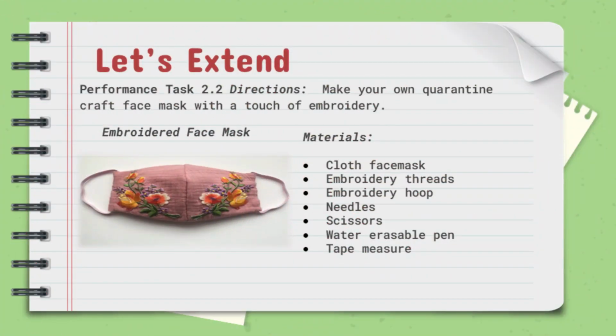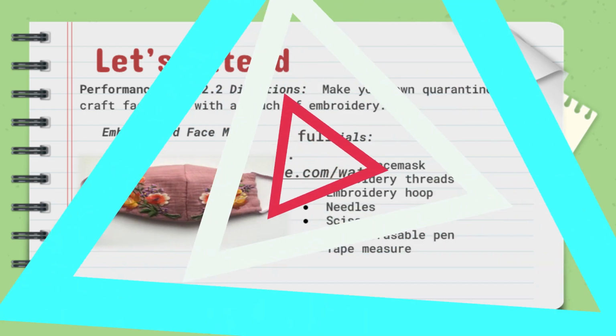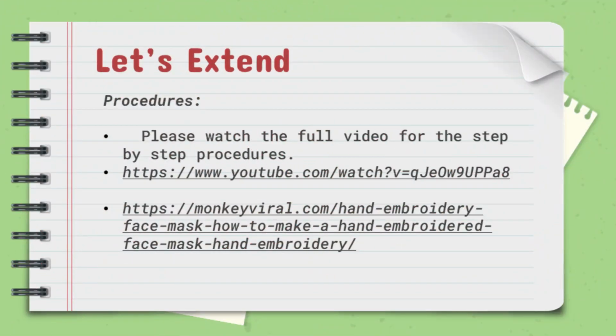Performance task number 2. Make your own quarantine craft face mask with a touch of embroidery. Materials needed are cloth face mask, embroidery threads, embroidery hoop, needles, scissors, water erasable pen, and tape measure. Please watch the full video for the step-by-step procedures. Here are the links.